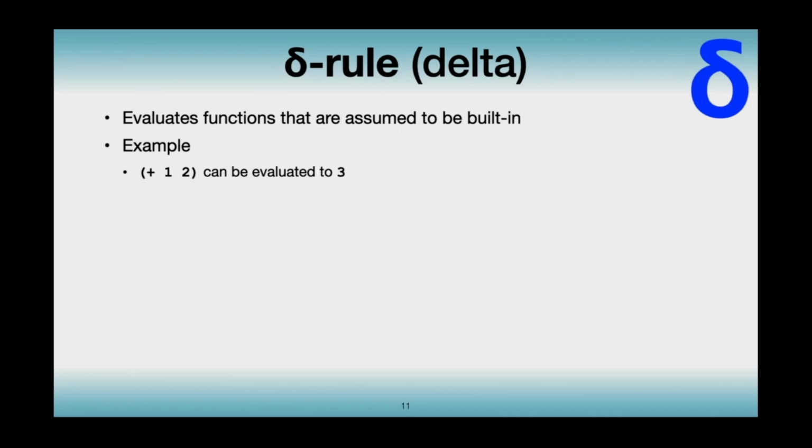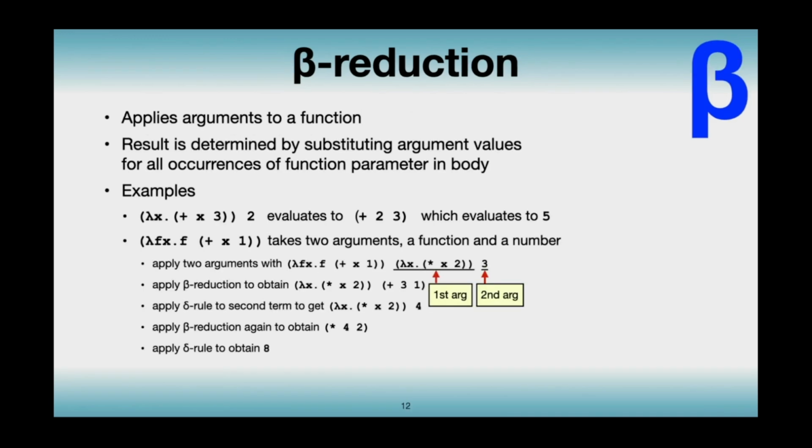The delta rule is where you take an expression and just evaluate it. And so again, if I assume that I have this plus function that we'll be defining coming up, I could just evaluate that to be 3 and replace it that way. So that's a delta rule. A beta reduction is where I'm applying arguments to a function, and so I get the result after I make those substitutions.